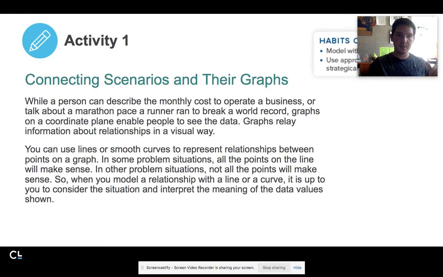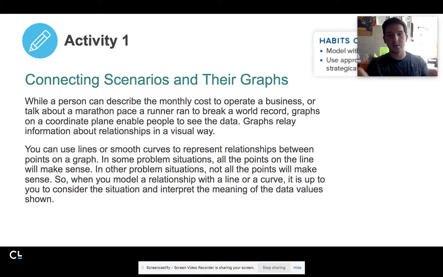All right. So this next activity, we are going to be looking at some scenarios, and now we're going to try to connect them to graphs. While a person can describe the monthly cost to operate a business or talk about a marathon pace or running a marathon to break a world record, graphs on a coordinate plane enable people to see the data. You're going to see graphs throughout your life on news broadcasts and when you have a job. Graphs relay information about relationships in a visual way. It helps us visually see what's happening in a scenario. You can use lines or smooth curves to represent relationships between points on a graph.